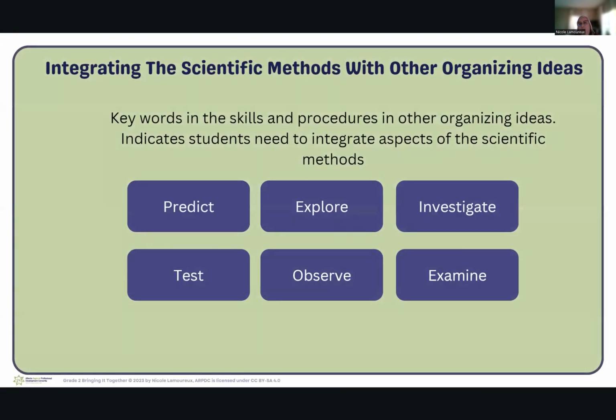Not only are our learning outcomes saying that students investigate, it also is indicated in the skills and procedures with different verbs, such as predict. If you did the materials unit or the matter unit, they were testing materials. That's an indication of the scientific methods being brought in. Explore. Explore isn't just going and playing. It's an informal investigation. They can still make predictions. They can still observe. We see observe in our curriculum as well as investigate and examine.